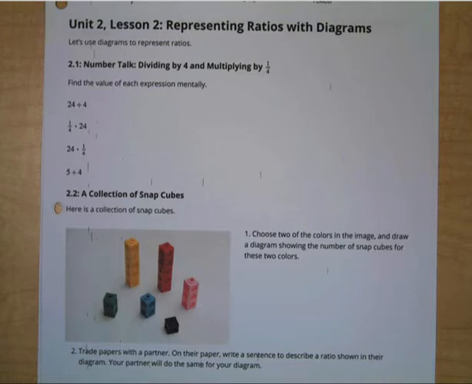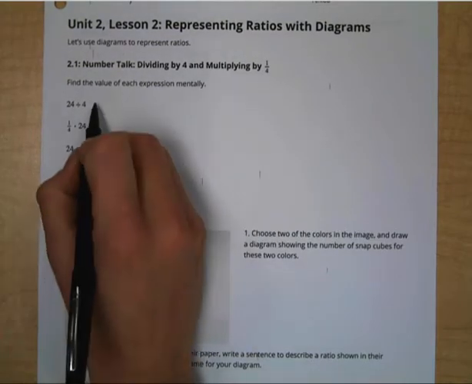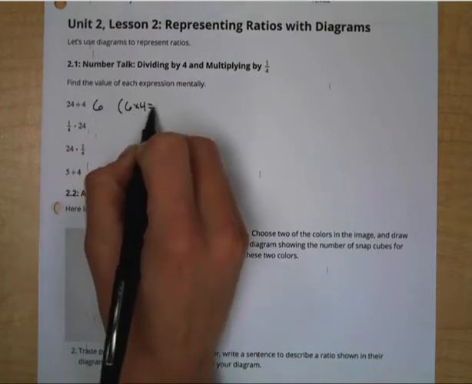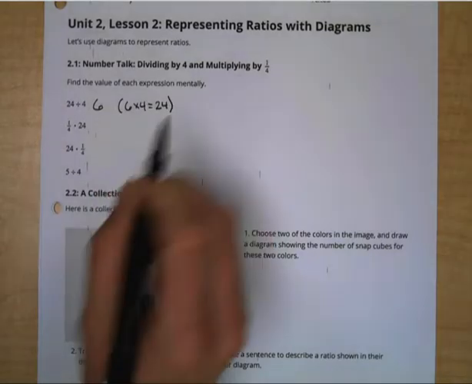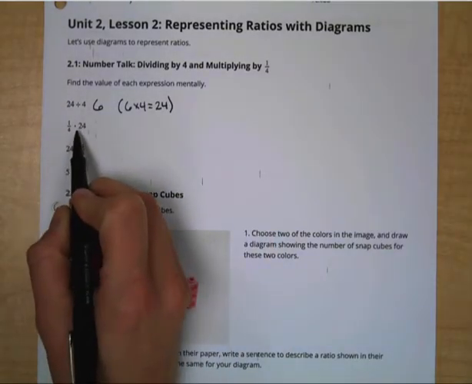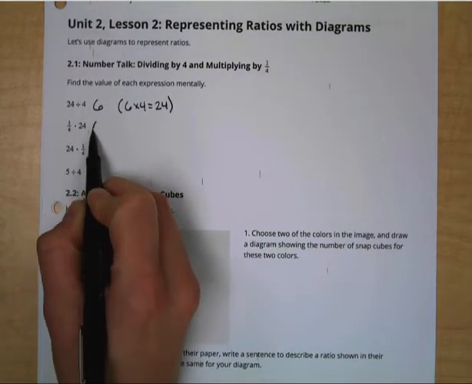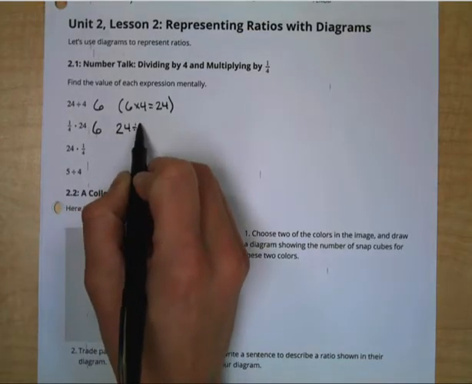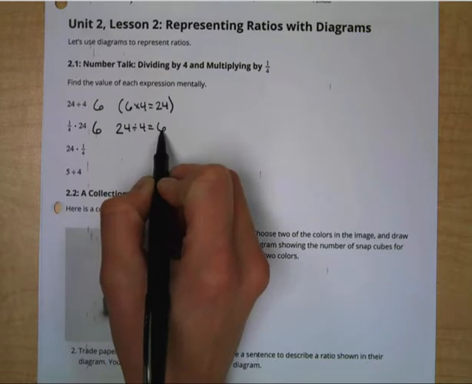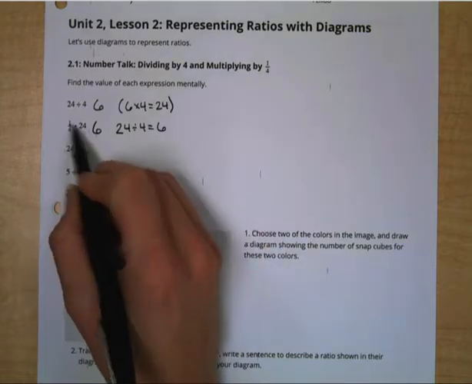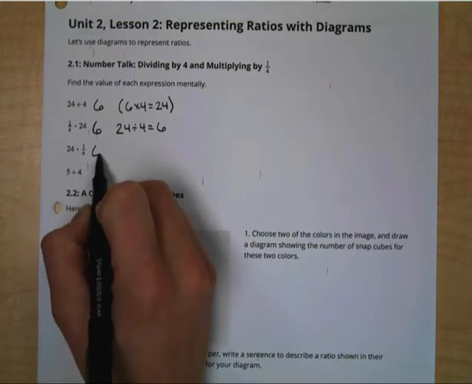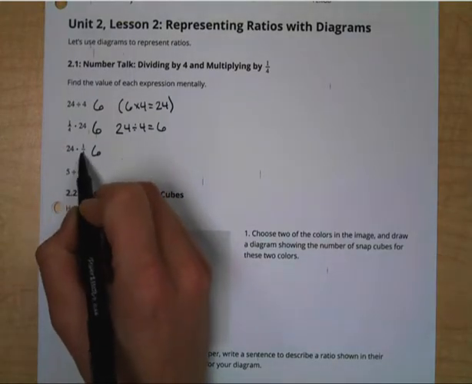All right, hopefully you had enough time. 24 divided by 4 is equal to 6, and you can think of that as 6 times 4 equals 24. Okay, 1/4 times 24 is also equal to 6, because if you take 24 divided by 4, you would get 6 in each group, and since you have one group, that'd be 6. 24 times 1/4 is also equal to 6, because we can multiply in any order we want to.